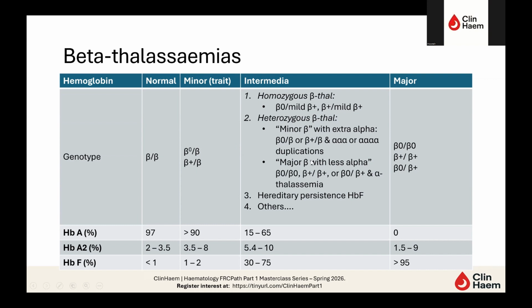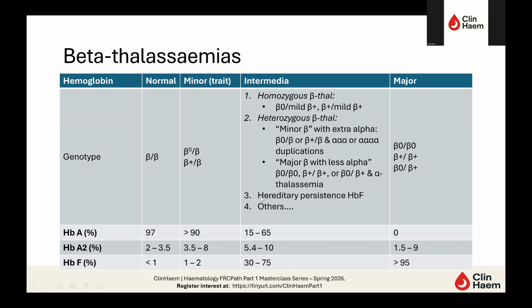They have major beta, which would have been major in thalassemia major, but they have also inherited alpha thalassemia, so the imbalance is reduced a bit. So they fit in the intermediate category.